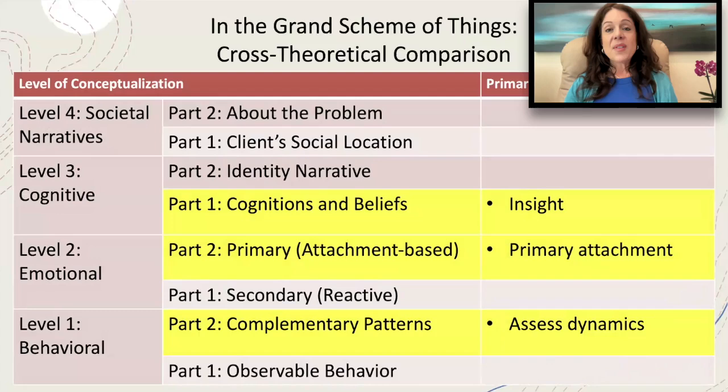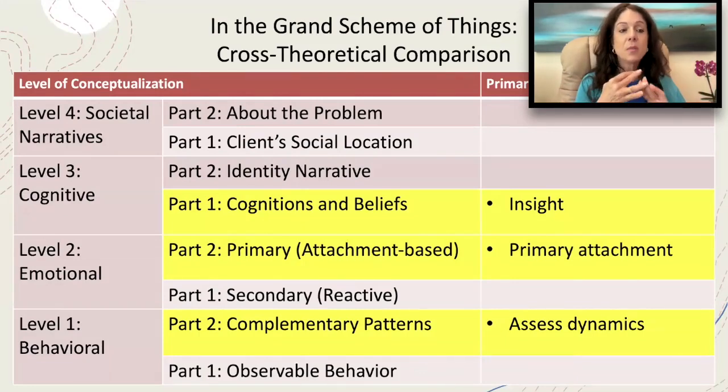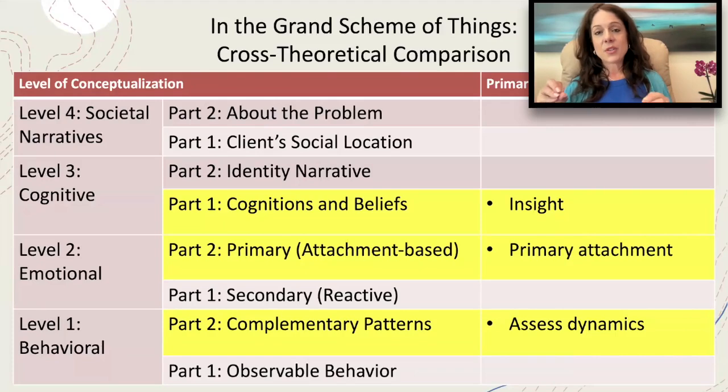So in the grand scheme of things, if you're familiar with my unifying framework, there are 4 different levels theories can operate on: behavioral, emotional, cognitive, and societal. And when you look at psychodynamic, these yellow boxes are kind of what you're going to see, what they really put out and how they conceptualize and work with clients.